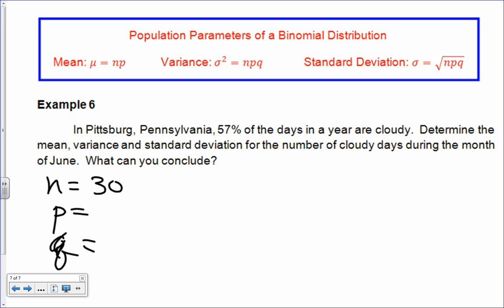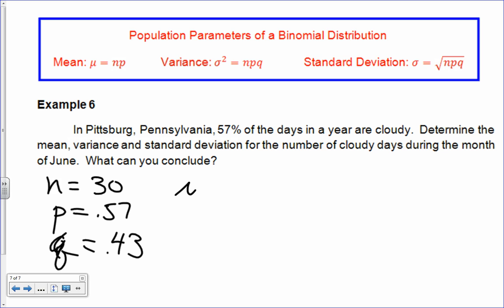And p is 0.57. Be careful, I might be tricky sometime and say 57% of days are sunny, and then down below be cloudy. All right, be careful. All right, and then q is 0.43. And so now to find the mean, if we know 57% of the days are supposed to be cloudy, wouldn't I just take it times how many days I'm looking at? And that should be how many days are cloudy, you know, on average, right? I mean, that makes sense.